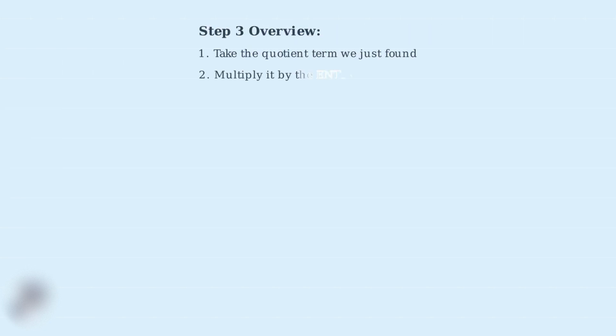Now we reach the critical multiply and subtract step in polynomial long division. This is where many students make mistakes, so we'll go through it very carefully. Here's what we need to do in this step. First, we take the quotient term we found in the previous step. Then we multiply it by the entire divisor, not just the leading term. We align like terms carefully and finally subtract while being very careful with our signs.